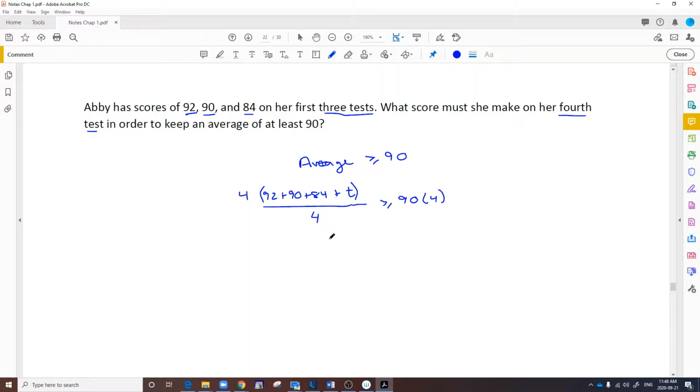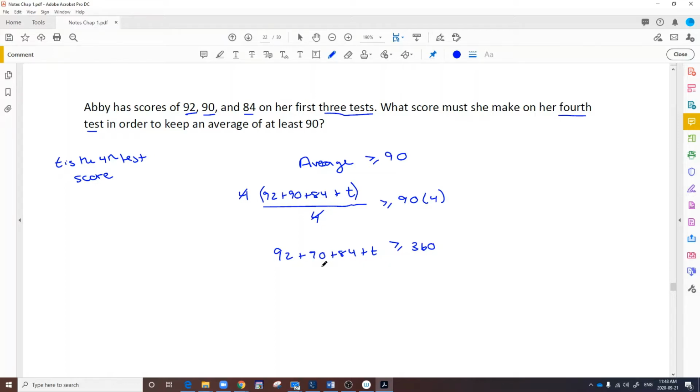And so then we are going to get 92 plus 90 plus 84 plus t is greater than or equal to 360. And I'm classic for doing this. I put in a variable that makes sense to me, so I didn't define it, but t is the fourth test score. So the average has to be greater than or equal to 90. To find the average, I added the 4 test scores and divided by 4. Now I'm trying to isolate for t.